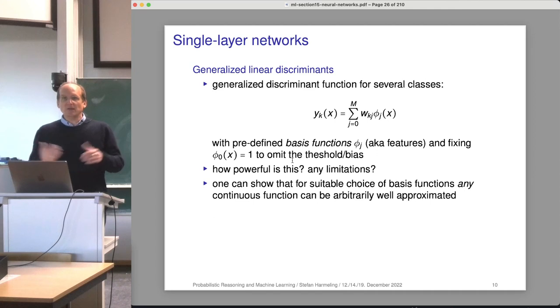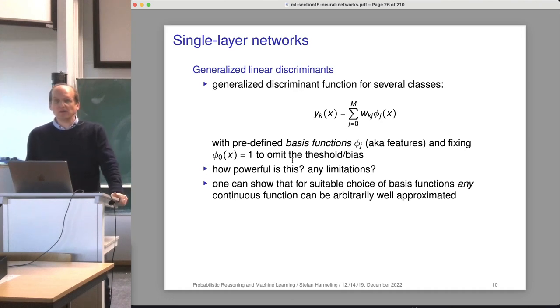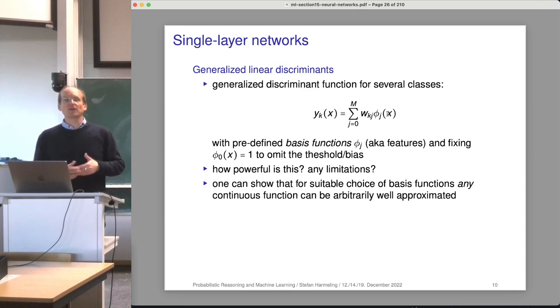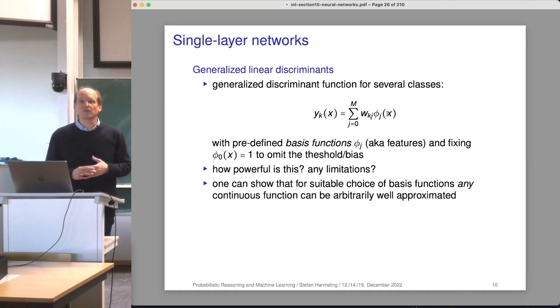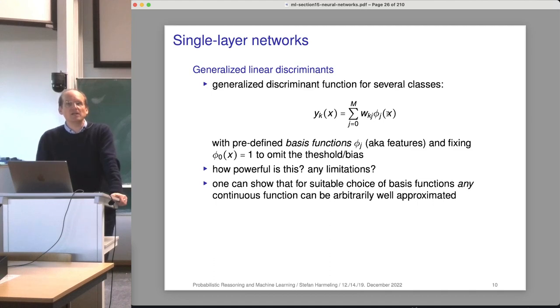There is a theorem, maybe I should include it into the lecture, that one can show that for a suitable choice of basis functions, any continuous function can be arbitrarily well approximated if I let m go large enough. One choice of basis functions could be, for example, these Fourier functions, cosine and sine. So if you use those, then by knowing that with the Fourier transform you can arbitrarily approximate a function, you could use it here as basis functions. But there are many more.